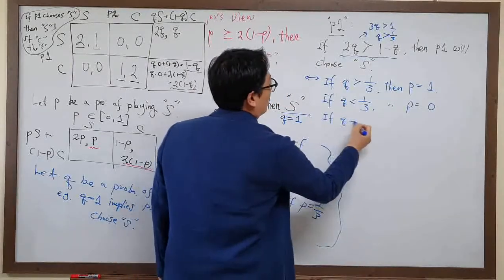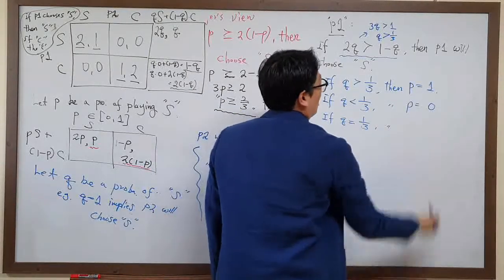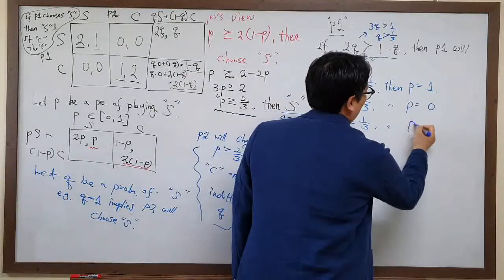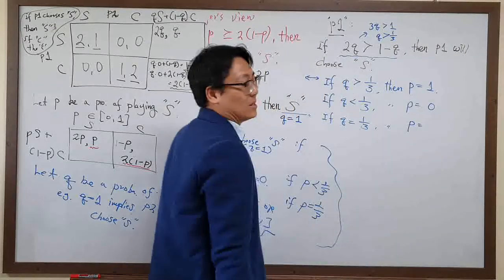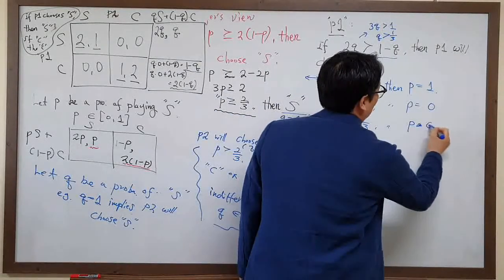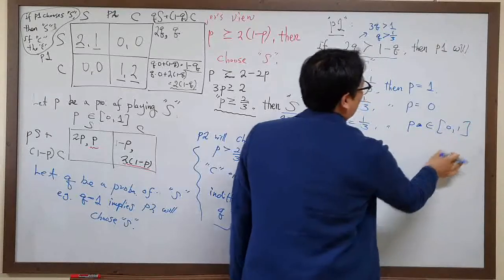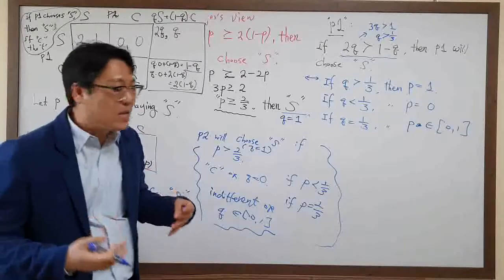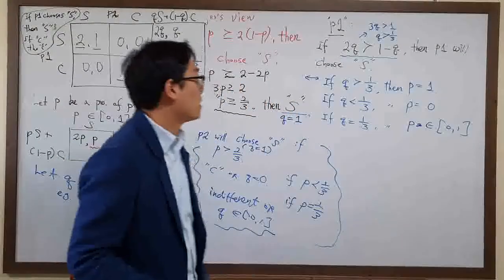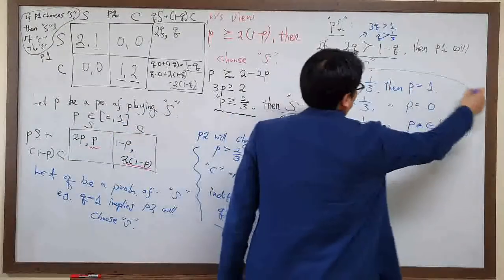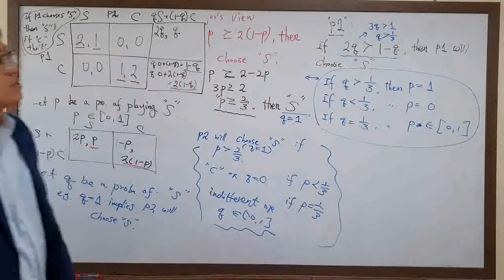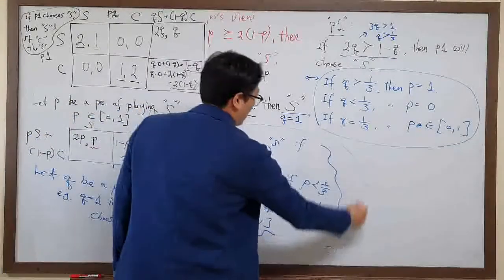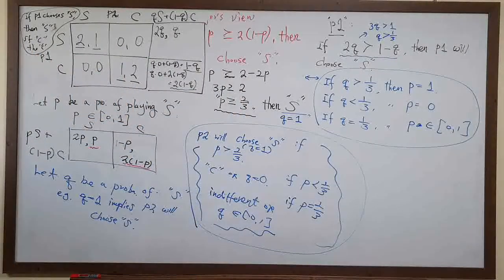If Q equals 1/3, I don't care what strategy player 1 is choosing. It means P can be any number in 0 to 1. P is in this interval; it can be any number in this interval. What is this? This is the first player's best response function. This is the second player's best response function. Okay?